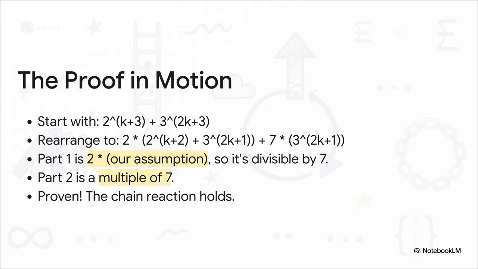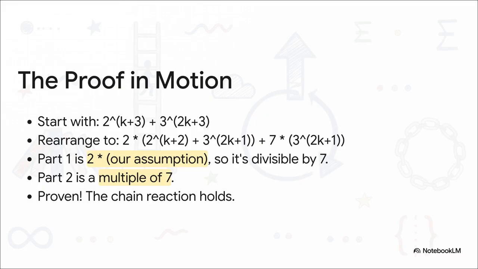So here's how it works. We rearrange the expression and break it into two main parts. Look at that first part. It's just 2 times our original assumption. Since we assumed that part was divisible by 7, well, 2 times it must also be divisible by 7. And the second part? It's got a 7 right there in front of it, so of course it's divisible by 7. And when you add two things that are both divisible by 7, the result has to be divisible by 7. And just like that, we've done it.